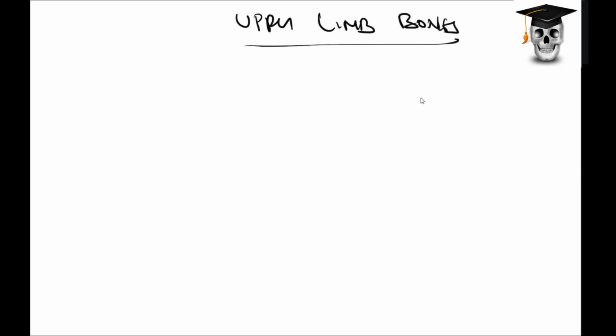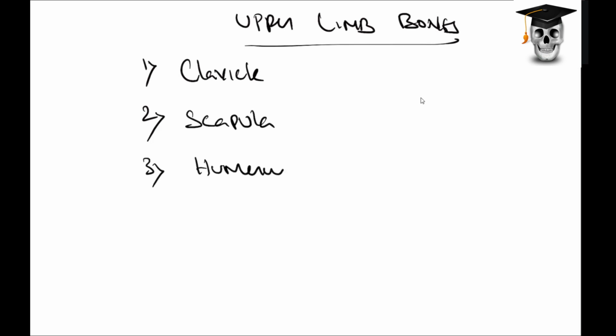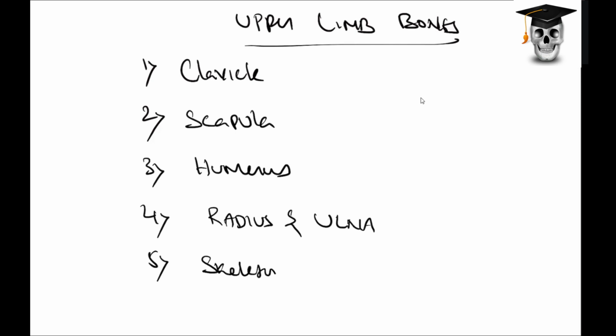Okay, fine. Now, just before I begin, let us talk a little bit about the bones we have in the upper limb. We will just introduce the bones of the upper limb. So we have the clavicle. These are all pairs, because right and left. So the pair of clavicles, then the pair of scapulae, singular is scapula. Then you have the pair of humerus, then the pair of radius and ulna, and then you have the skeleton of the hand.